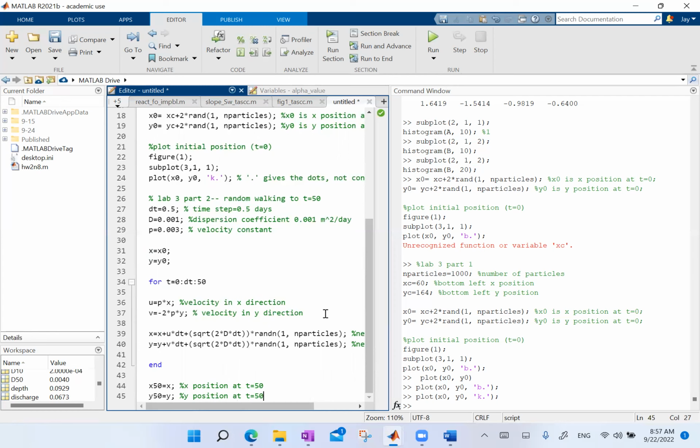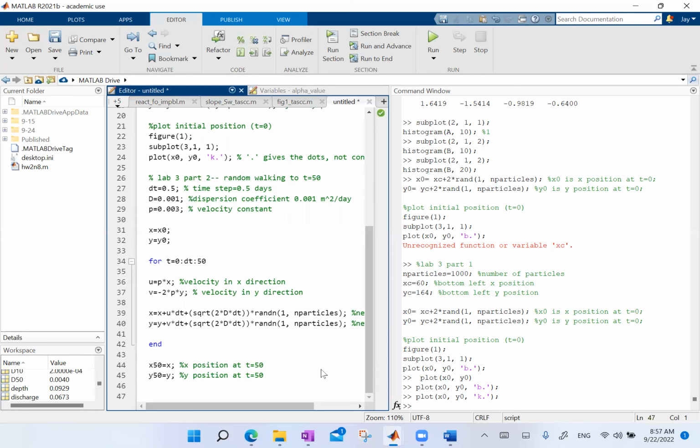Does it help with this problem? I know we're kind of running out of time. I'm almost done with this part. Does that kind of help with this? Any questions?